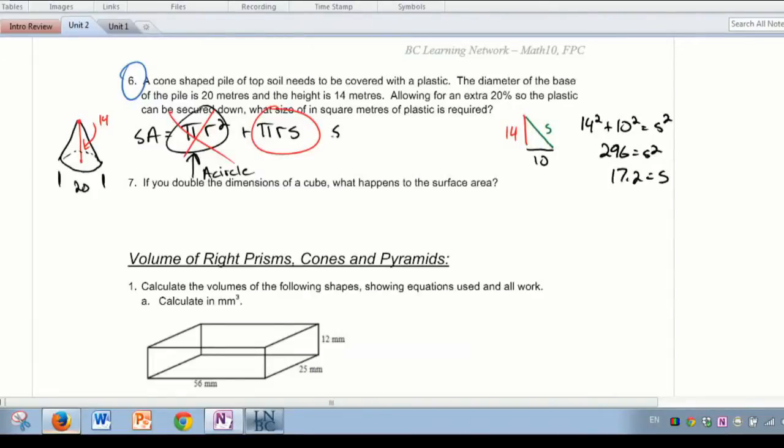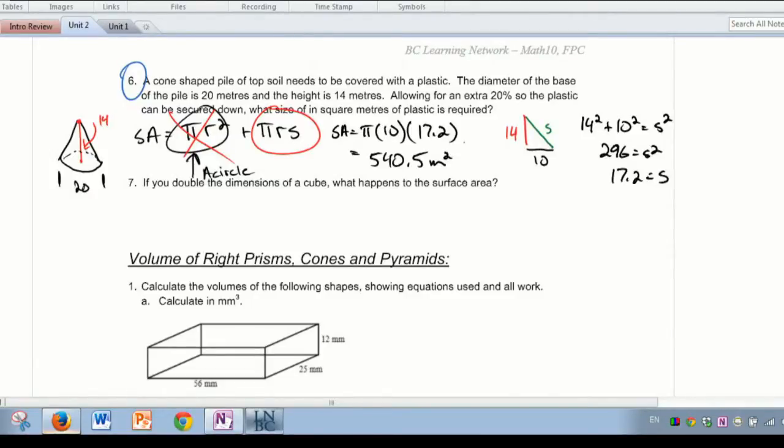So again, the surface area is going to be pi times the radius, which is 10, not the 20 that they gave us as a diameter, and the slant height should be 17.2. So pi times 10 times 17.2. So I get 540.5 meters squared.